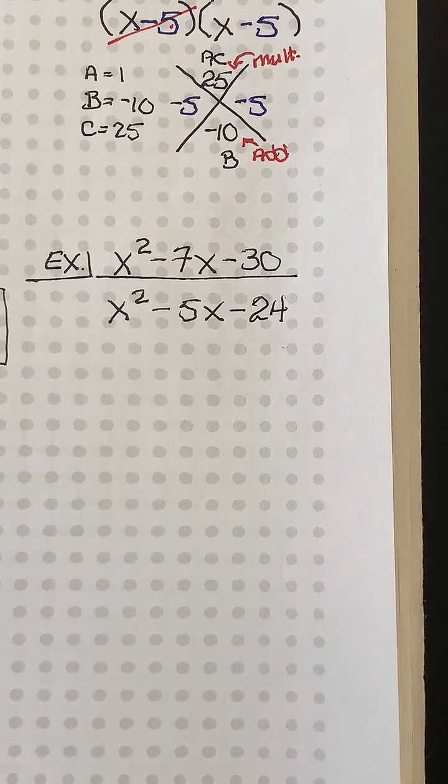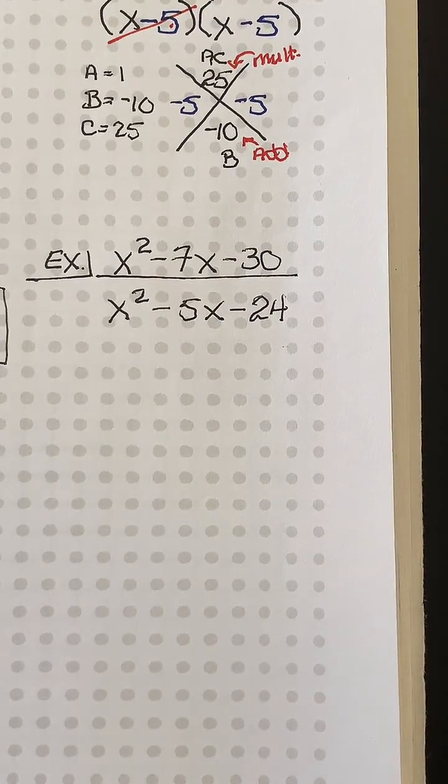Okay, so x squared minus 7x minus 30 over x squared minus 5x minus 24.